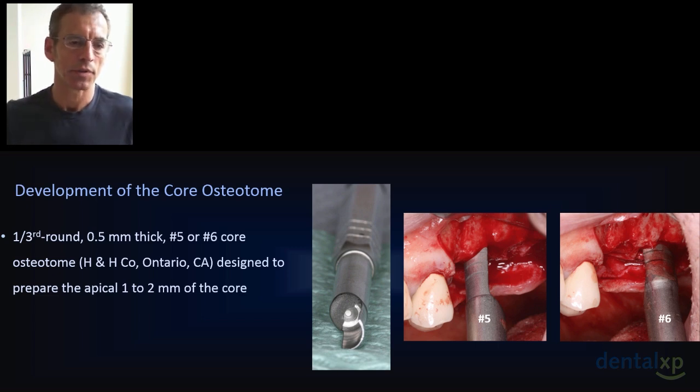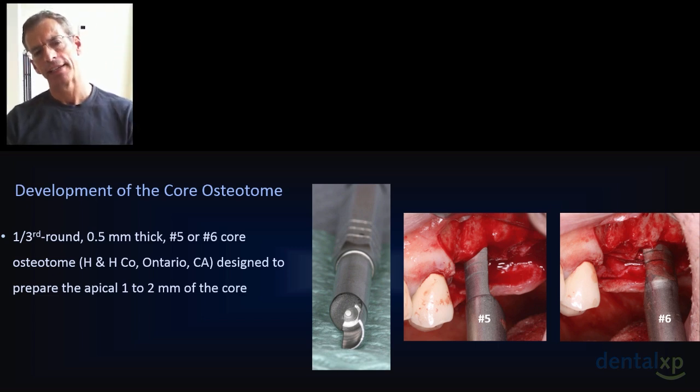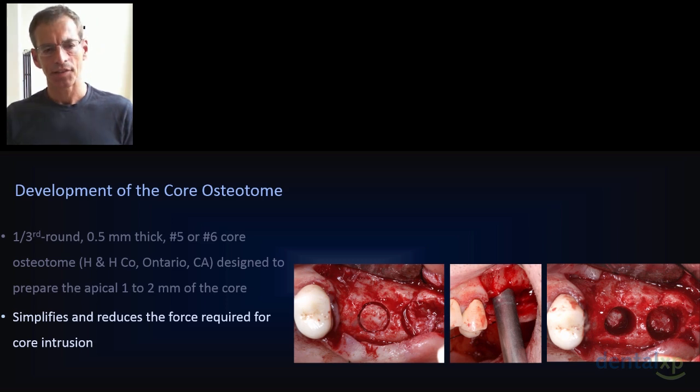This is why I developed the core osteotome, which is 1/3 round, 0.5 millimeter thick. It's a number 5 or number 6 core osteotome, which fits around the 5 millimeter or 6 millimeter trephine core preparation. It's used to prepare the apical 1 to 2 millimeters of the core. Much like an osteotome, the instrument is rotated around the core and directly infractures the sinus floor. This simplifies and reduces the force required for core intrusion.